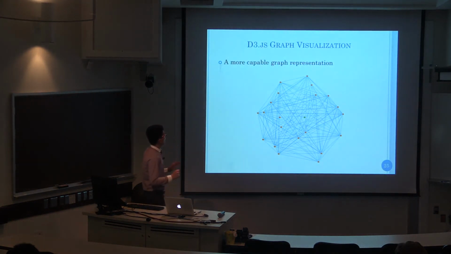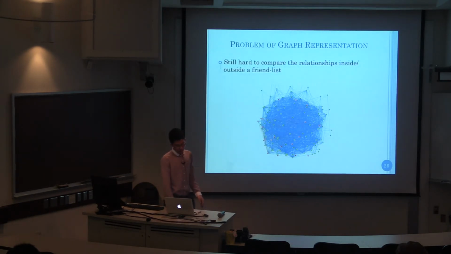To try to solve this problem, I developed a more capable graph tool by using the D3.js library. This is the data visualization library in JavaScript. It has built-in functionalities to develop a nice graph like this. But it still has the same problem. For an actual graph, it's still hard to compare the relationships inside and outside the friend list.